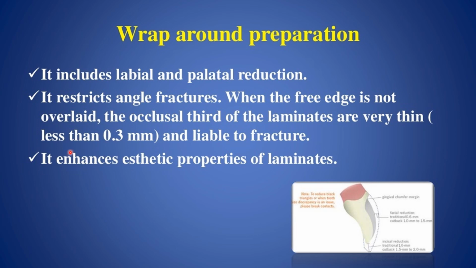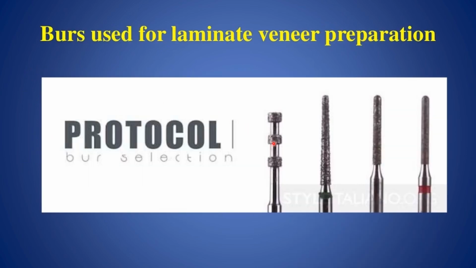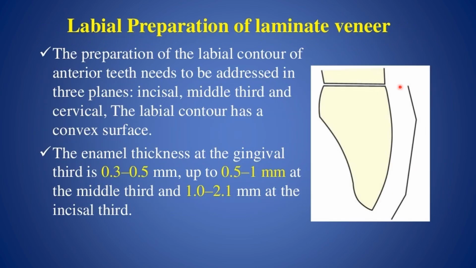39. Butt joint preparation. Lengthening of tooth incisal defect facilitates seating of veneer. 40. Wraparound preparation. It includes labial and palatal reduction. It restricts angle fractures. When the free edge is not overlaid, the incisal third of the laminate is very thin, less than 0.3 mm, and liable to fracture. It enhances aesthetic properties of laminates.